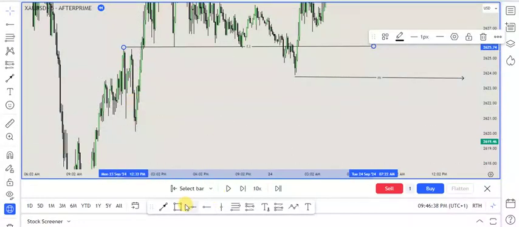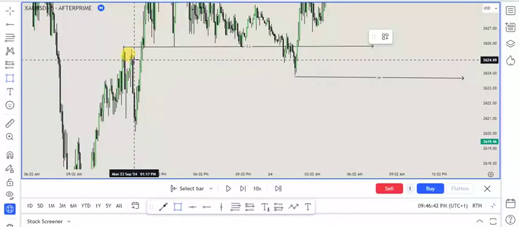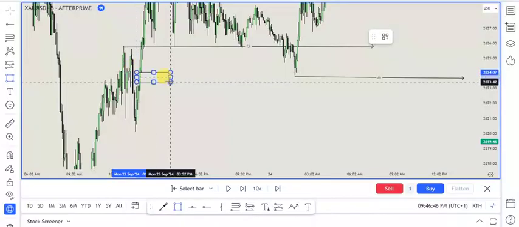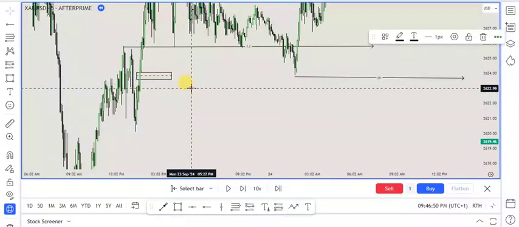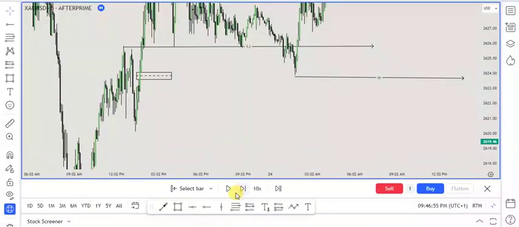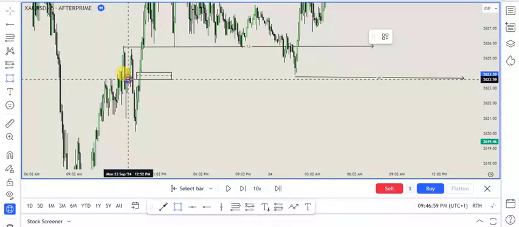So from what we can see, there's no fair value gap here. So the only fair value gap we have is this one. That is the fair value gap. Go and learn about fair value gap if you don't know fair value gap. So that's the fair value gap. Then we see an order block below the fair value gap.